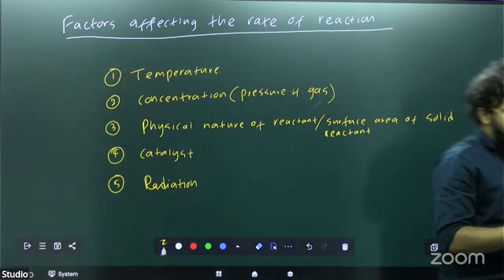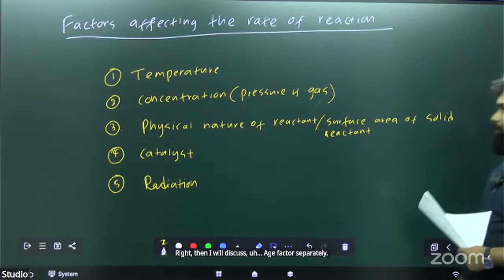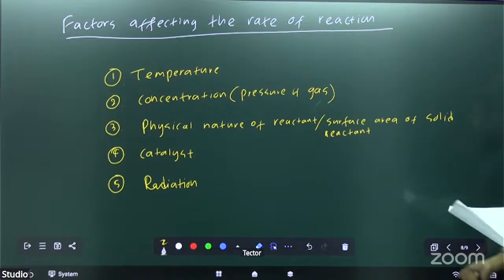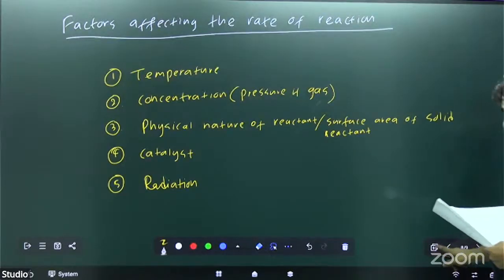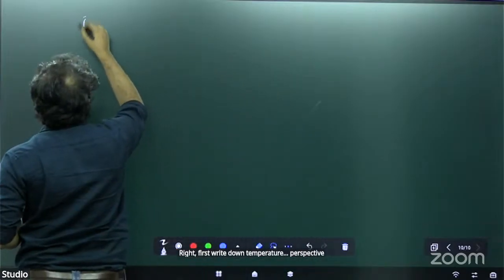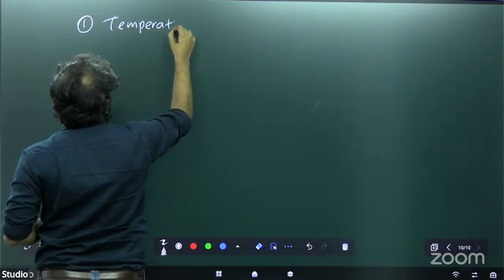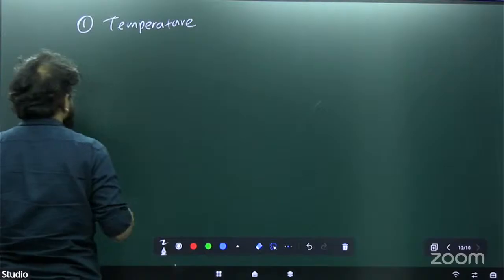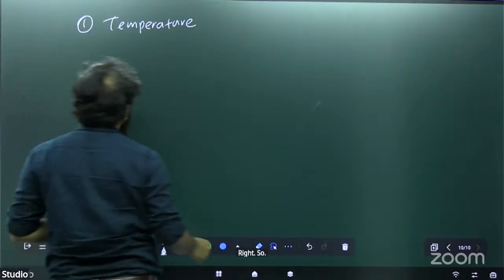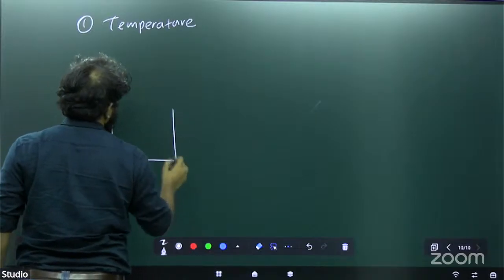Right, then I will discuss each factor separately. First, write down temperature. First factor, temperature. So to study the temperature effect, we can use this kind of experiment, right?